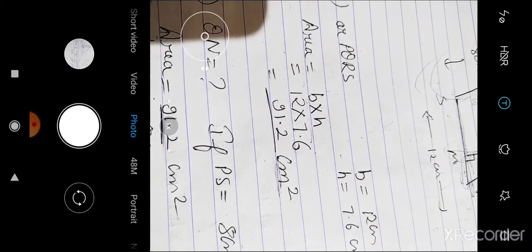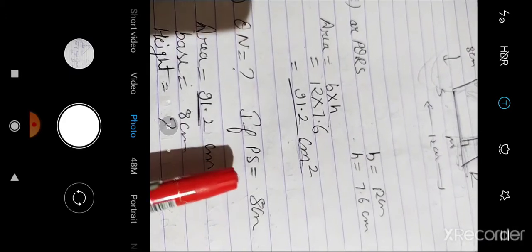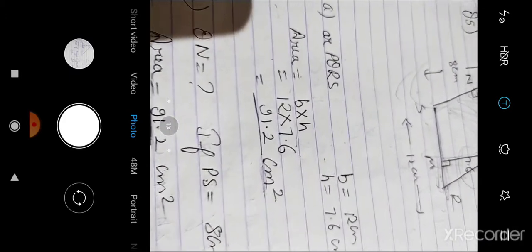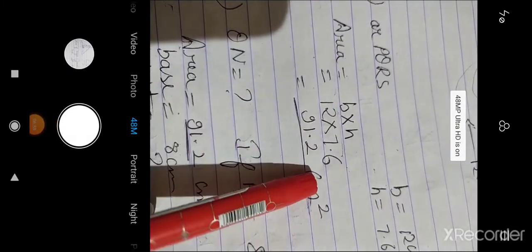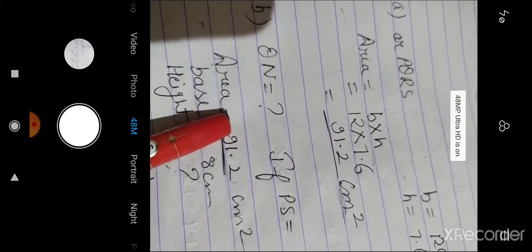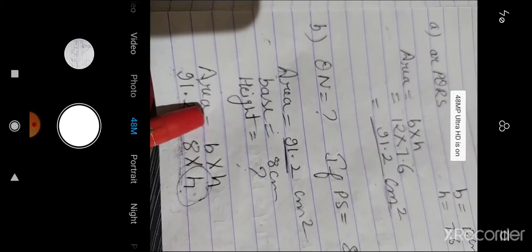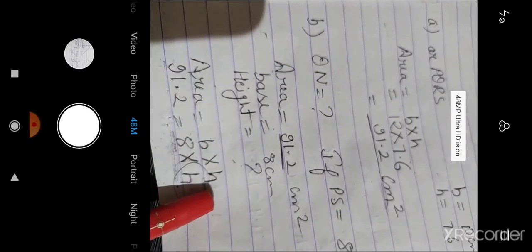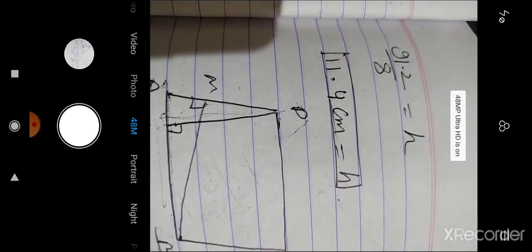Now in the second part, we have to find out value of QN if PS is equal to 8 centimeter. We already find out area of parallelogram in the first part, and it is 91.2 centimeter square. So we can write area is equal to 91.2 centimeter square, base is equal to 8 centimeter, and height is equal to question mark. Again we are going to apply area of parallelogram is equal to base multiplied by height. After substituting all the values, we have value of height, and it is 11.4 centimeter.